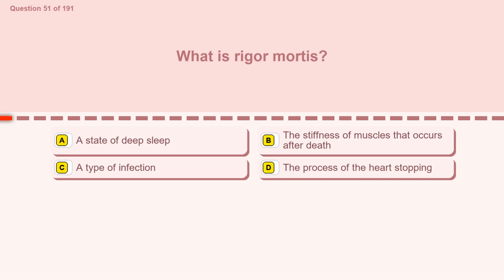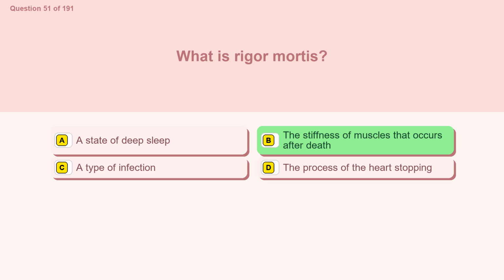Question 51. What is rigor mortis? Option A. A state of deep sleep. Option B. The stiffness of muscles that occurs after death. Option C. A type of infection. Option D. The process of the heart stopping.